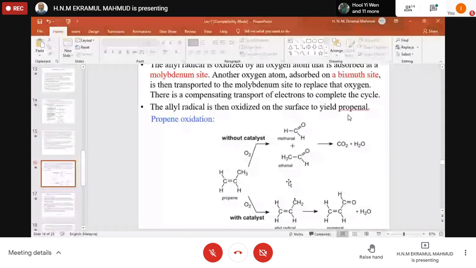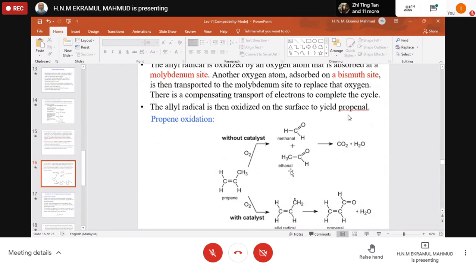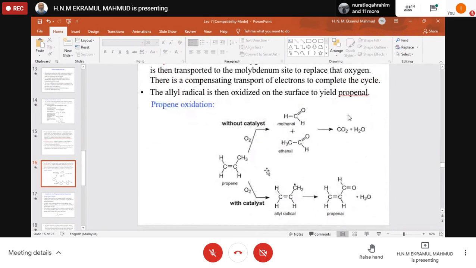The allyl radical is oxidized by an oxygen atom that is adsorbed on the molybdenum side and another oxygen atom adsorbed on the bismuth side. One is adsorbed on one side, another is adsorbed on the other side. So there is a compensating transfer of electrons to complete the cycle. The allyl radical is then oxidized on the surface to yield propanol. Can you follow me?